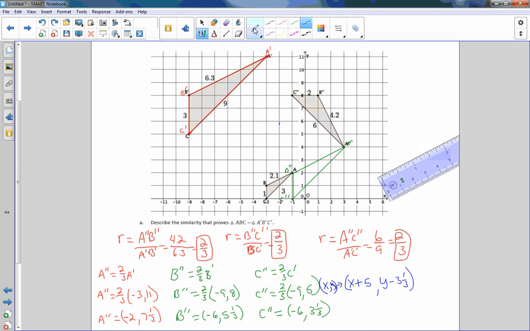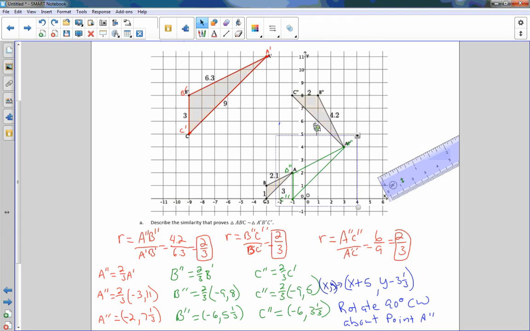And then finally, I'm going to rotate it 90 degrees clockwise about point A double prime.